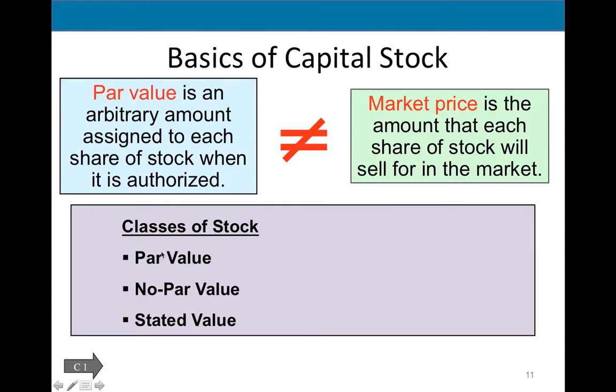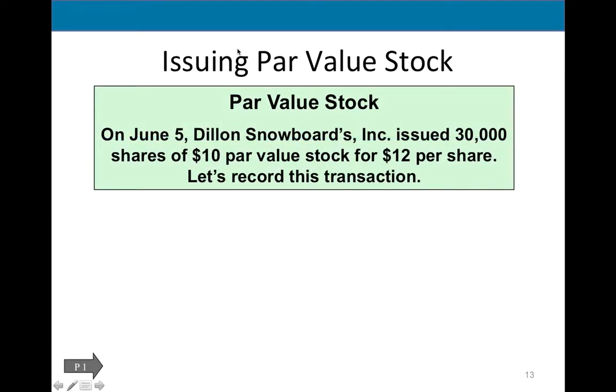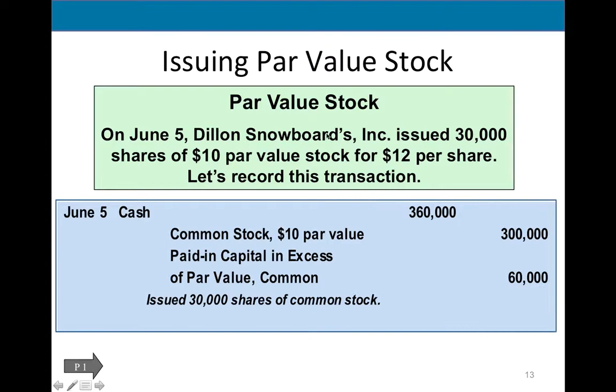So some states allow for no par value stocks. Most states require par value. So it depends where the corporation is incorporated. So for par value, this is how we journalize it. So the company issued 30,000 shares, $10 par value, $12 per share. That's market. Again, usually par value is not that high. Usually it's much lower. So the company gets cash.